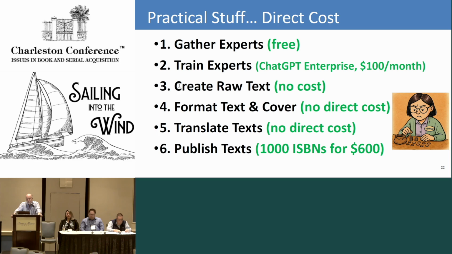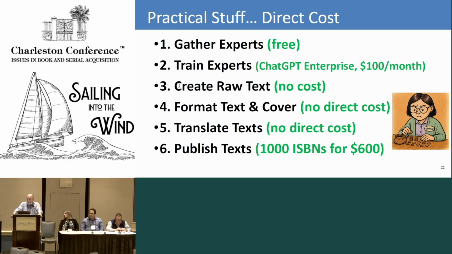Then practical stuff: direct cost. The experts, collecting them is free. Training them is staff time. We have an enterprise ChatGPT account. It's about $100 a month. I think we can have up to 200 users or something. We haven't hit that. We give everybody one of our enterprise accounts when they sign up with us, start working with us. No cost, or $300, to create the text that we pay the scholars.